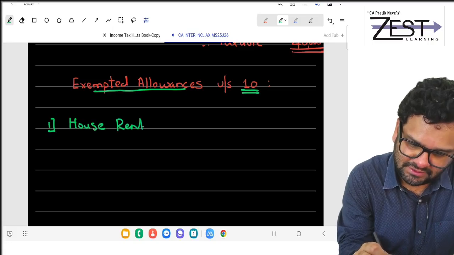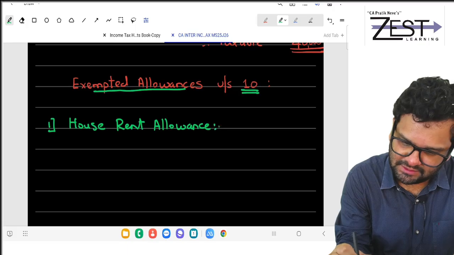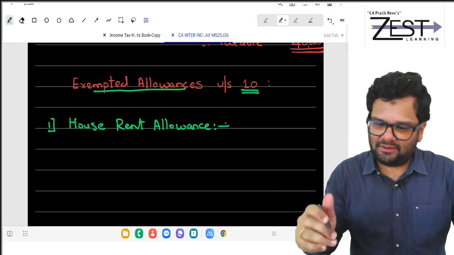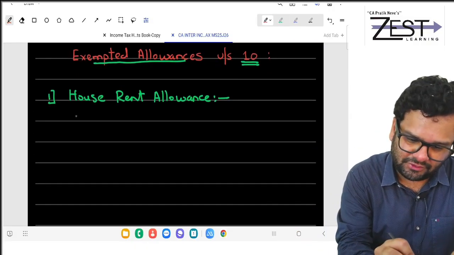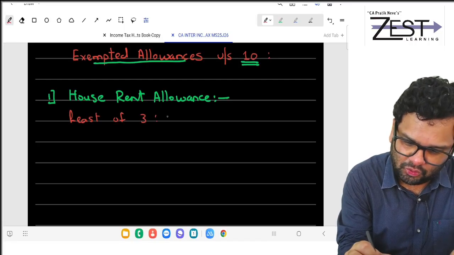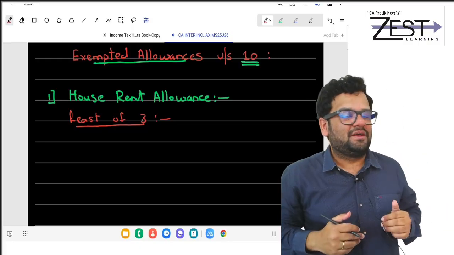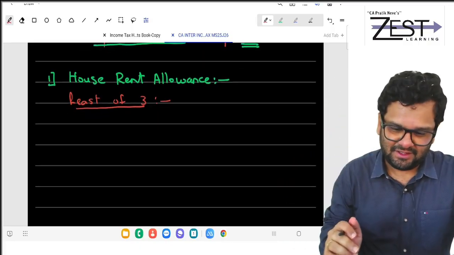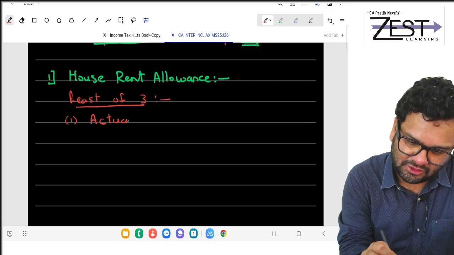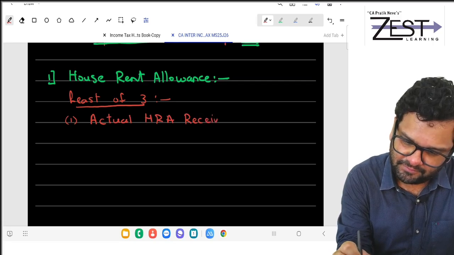house rent allowance. House rent allowance. Exemption for this will be the least of 3. You will calculate 3 figures, out of 3, whichever is least. This is the most beneficial exemption, because the amount is substantial. So how much will be exempt? First, the actual HRA received.